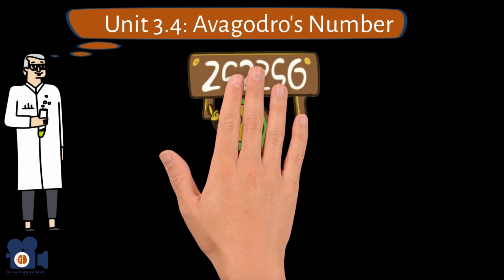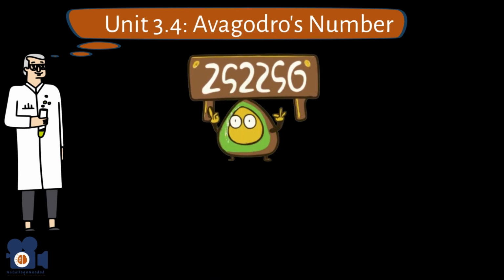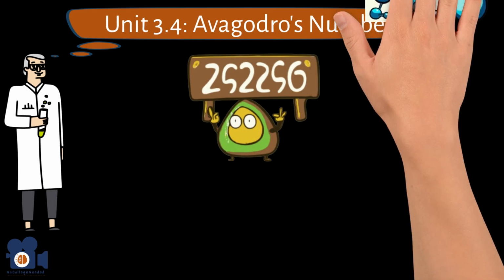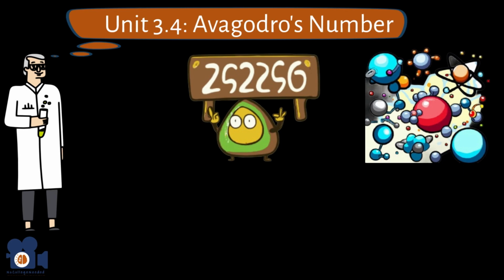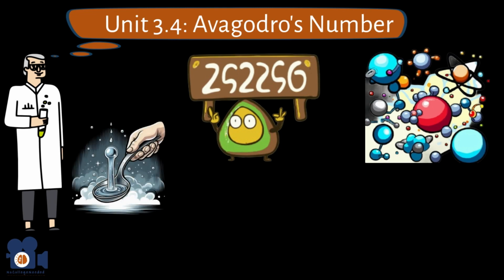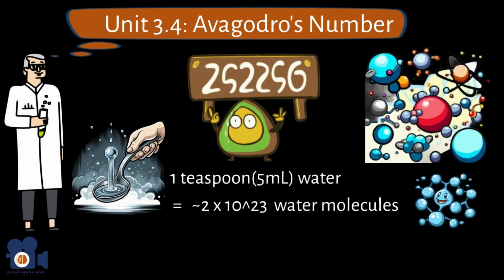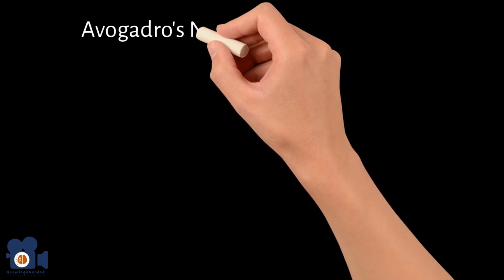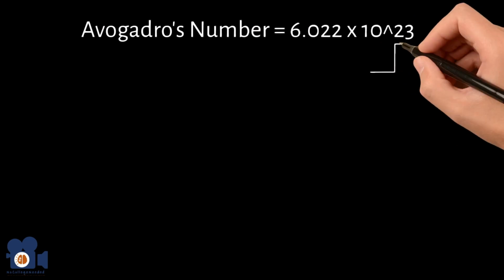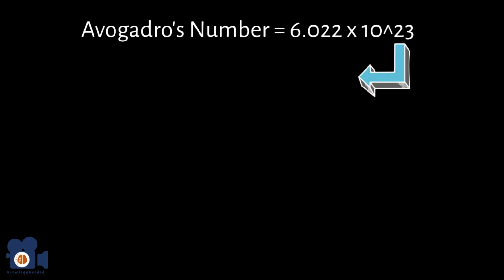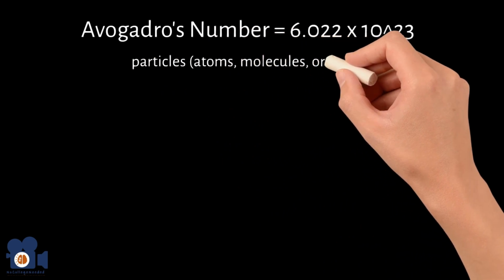Avogadro's number is a fundamental constant, a number that does not change in chemistry, that represents the number of particles, atoms, molecules, or ions in 1 mole of a substance. It came about because even extremely small measurements of molecules contain large numbers of molecules. For example, 5 milliliters, or 1 teaspoon of water, contains approximately 2 times 10 to the 23rd water molecules. Avogadro's number is defined as 6.022 times 10 to the 23rd, which means that there are 6.022 times 10 to the 23rd particles in 1 mole of any substance.